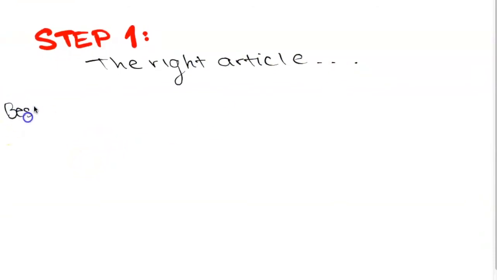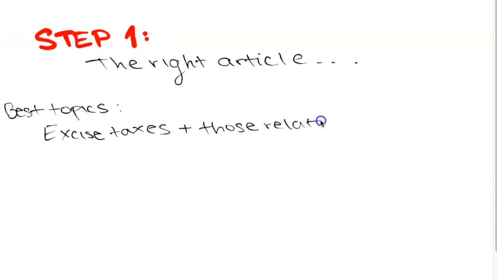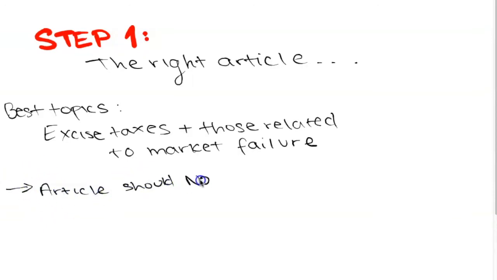So the first step is to obviously find the right article. If you're short on time, I recommend doing one of these topics that lend themselves really well to evaluation points. One of these is excise taxes, or really any measure that is used to correct a form of market failure, because market failure allows you to present different measures that could have been taken to maybe better address the negative externality or positive externality.